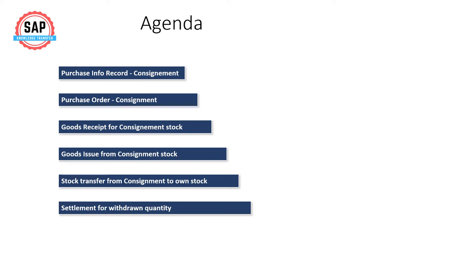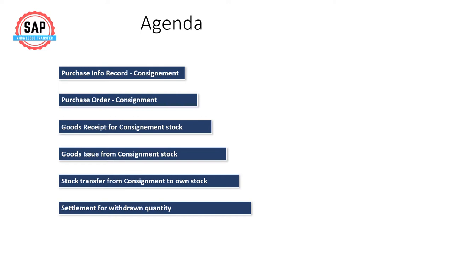Today's agenda is: what is the consignment process, purchase info record for consignment, purchase order for consignment, goods receipt for consignment stock, goods issue from consignment stock, stock transfer from consignment to own stock, and settlement for withdrawn quantity.